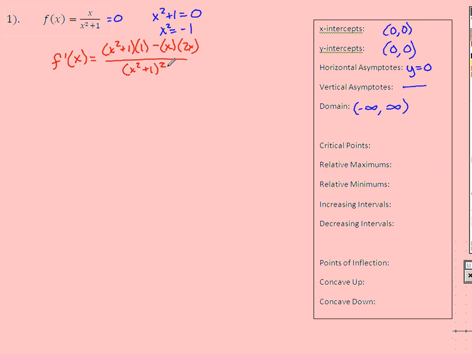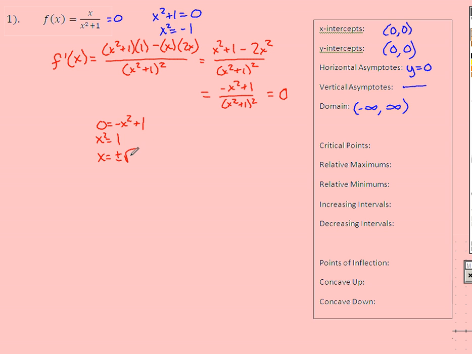Can I simplify this at all? Well, sure I can. This will become still x squared plus 1 from the first term. Now I have a minus 2x squared for the second term over x squared plus 1 squared. Simplify that top: negative x squared plus 1 over x squared plus 1 quantity squared. Now, to find any critical points, I need to set this equal to 0. If the whole thing equals 0, that means that the numerator equals 0. So negative x squared plus 1 equals 0. That means x squared equals 1, or x equals, when I take the square root, plus or minus the square root of 1, plus or minus 1.